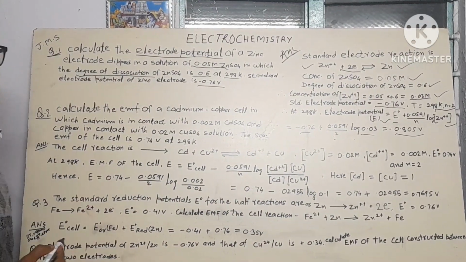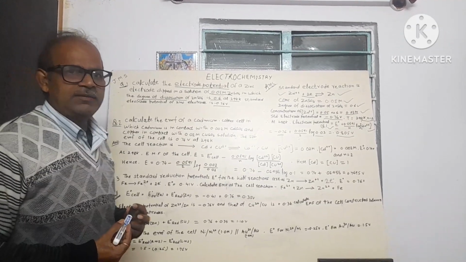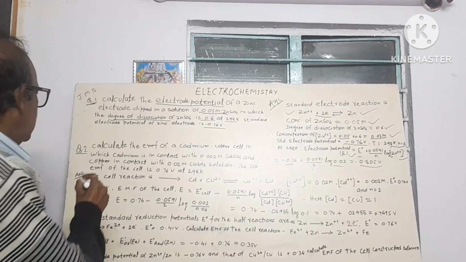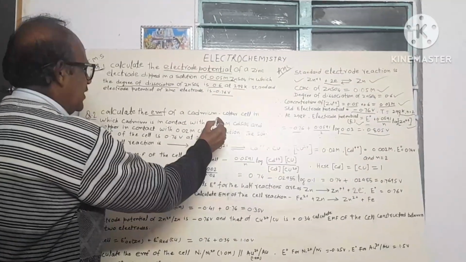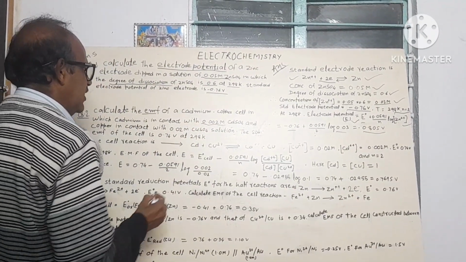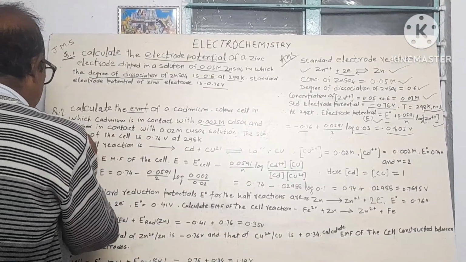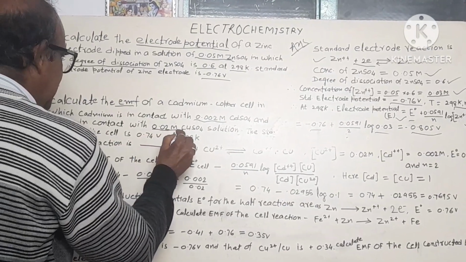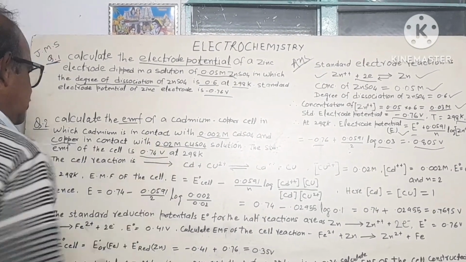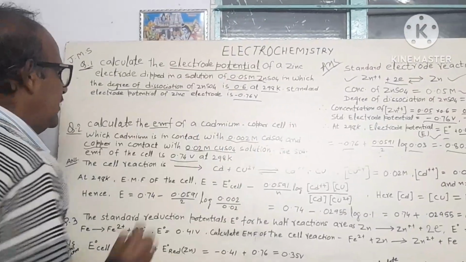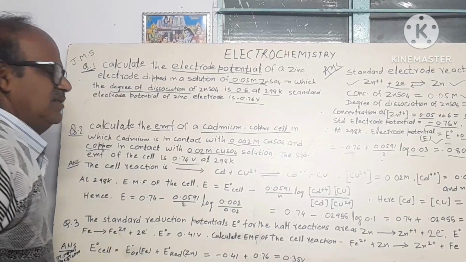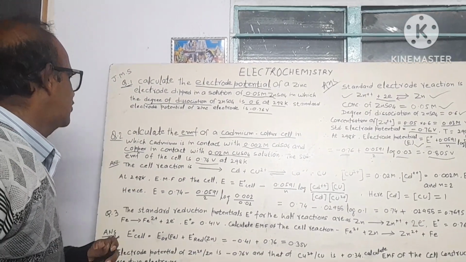I think now this is clear. One numerical you have solved. Now I am going to discuss the second numerical. Calculate the EMF of a cadmium copper cell in which cadmium is in contact with 0.002 m cadmium sulfate and copper is in contact with 0.02 m copper sulfate solution. The standard EMF of the cell is given as 0.74 volt at 298 Kelvin.